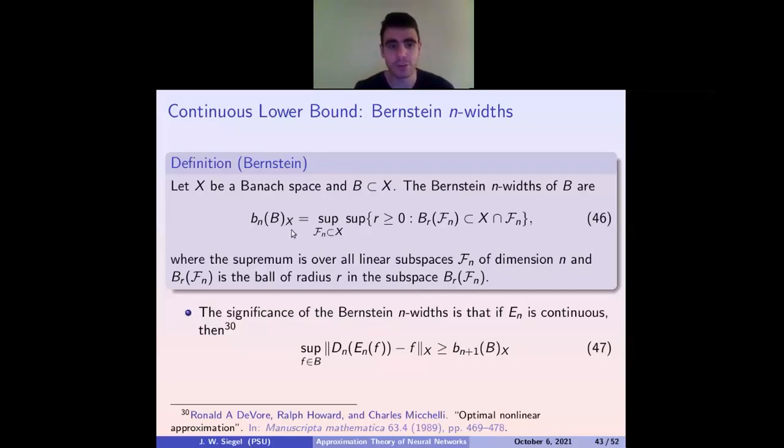It's a bit technical, but the key point is that the significance of these Bernstein n-widths is that they lower bound the best approximation you can obtain if you require that your map from functions to parameters is continuous. So this is maybe a little bit more technical, but that's really the point: this lower bounds the best approximation in this continuous approximation case.